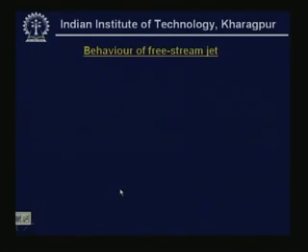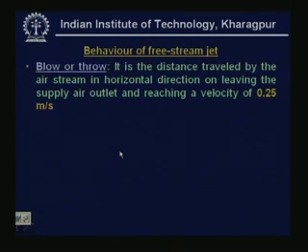Next comes behavior of free stream jet. There are certain terms which we have to understand before we understand the behavior of free stream jets and design of air supply outlets. First one is what is known as blow or throw. This is defined as the distance travelled by the air stream in horizontal direction on leaving the supply air outlet and reaching a velocity of 0.25 meter per second. So, this is the horizontal distance, as you can see from the definition, travelled by the air stream, okay, and at a point where its velocity reaches 0.25 meter per second.